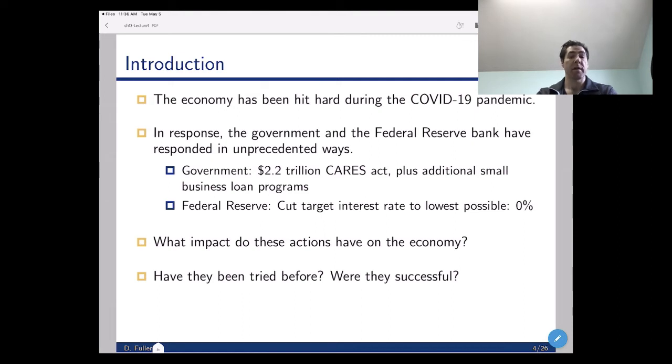And the Federal Reserve, on their side, we talked about what they're doing with their policy, changing their target interest rate. They've cut that target interest rate as low as it can go right now, to 0%. They're actually doing some other things that they hope have an impact. And so we want to ask, given these big changes that have happened, what impact should these have on the economy? And kind of look back in history and think about, have similar things been tried in the past? And if they were, were they successful? And what is the impact of these different policies?